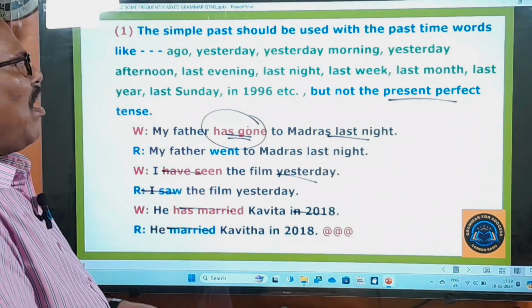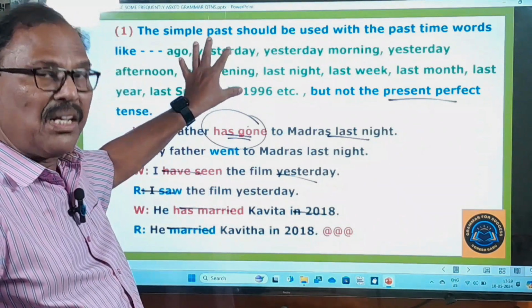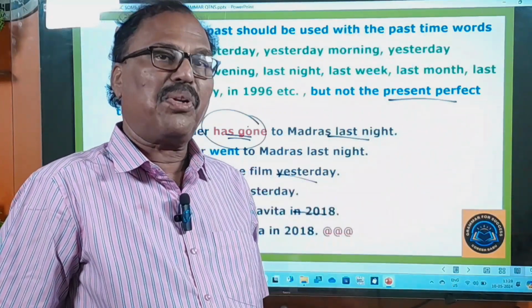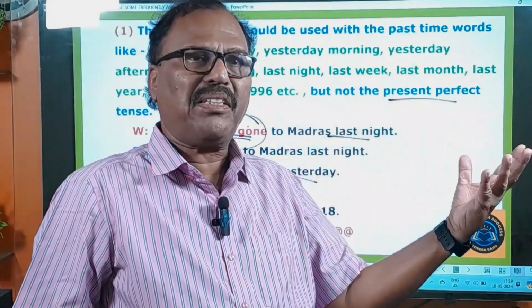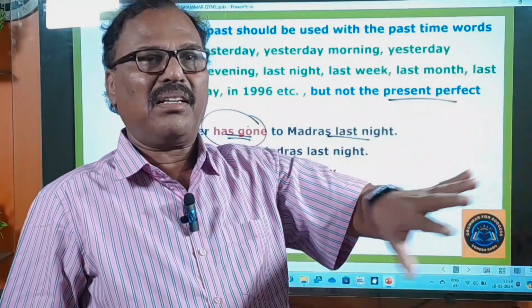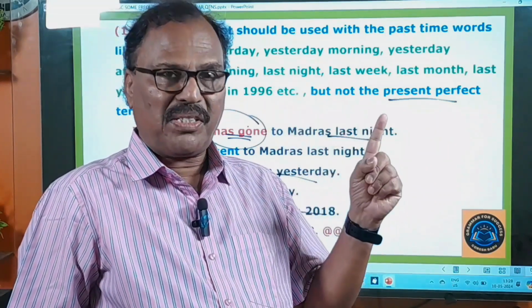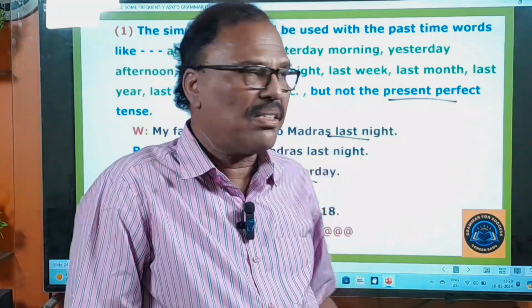In this way, whenever there is a past time indicating word given in the sentence, you should not use present perfect but only the simple past tense. In the examination, they will give you present perfect with a past time indicating word. Then you have to say it is not the right one. You have to use the simple past tense in that sentence. So this is how you have to understand. And now let's move on to learn other things.